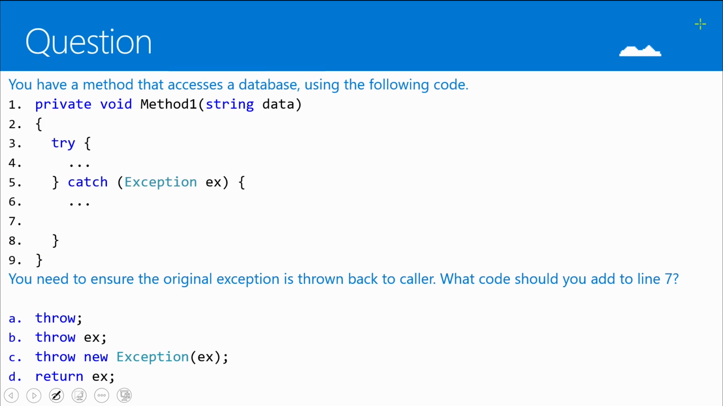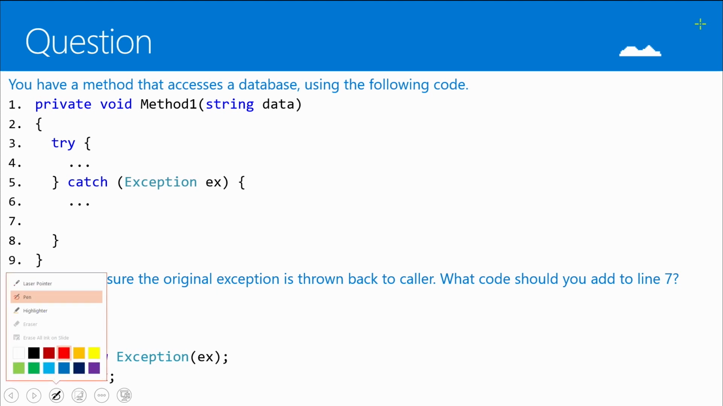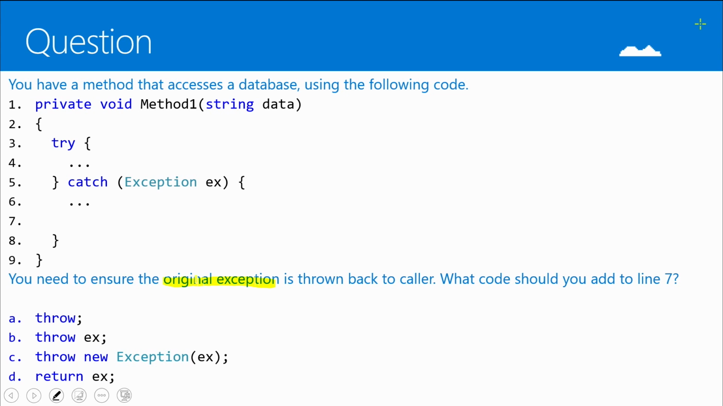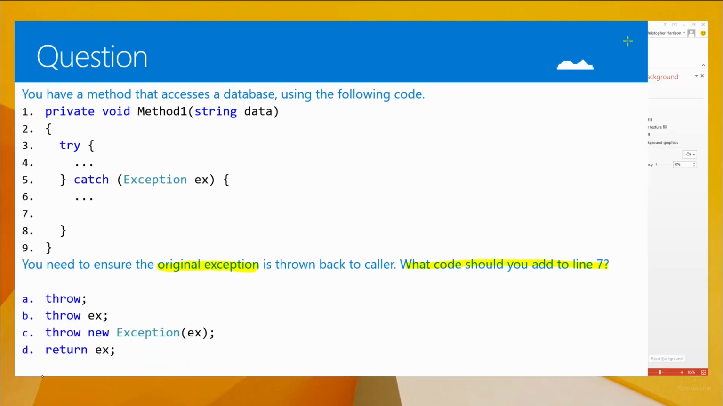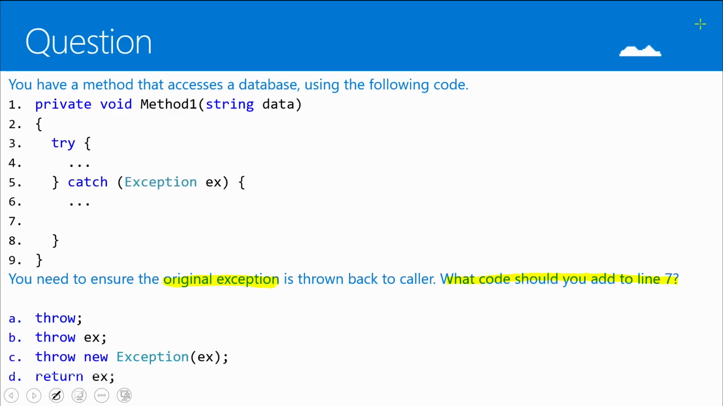Another question. You have a method that accesses a database, so some long-running operation, using the following code. And you can see that right there. You need to ensure the original exception is thrown back to the caller. What code should you add to line 7? You'll notice that we've got 3 different variations on throw, and then we've got a return. Well, we can go ahead and get rid of that return right away. So now we're left with A, B, and C.